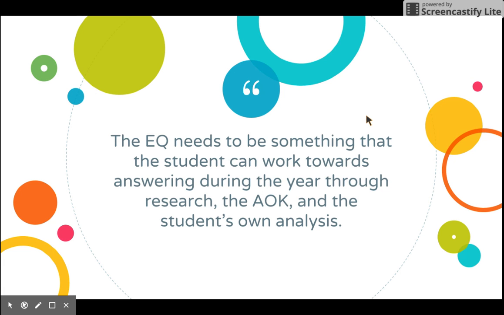So here we go. The EQ is a question that sets up what it is you're going to do. The student's going to work towards answering it throughout the course of their year, doing their research, completing the application of knowledge, and your own analysis. Or, if you think of it this way, you're doing this senior project. What do you want to know or be able to do by the end of it? Think about that. That is the answer to your essential question. So think about the outcome and then write a question that's going to get you to that outcome.